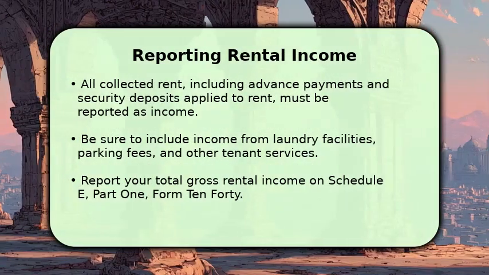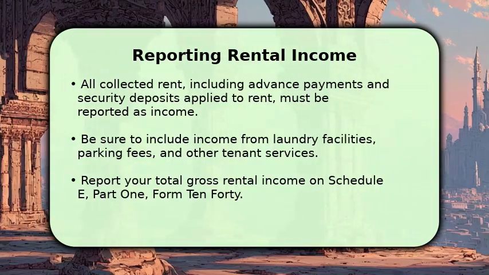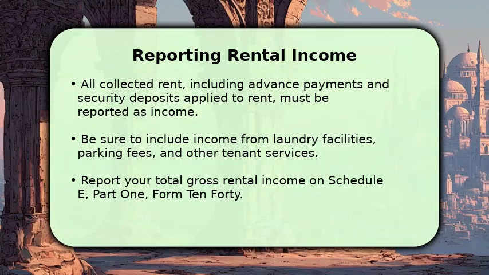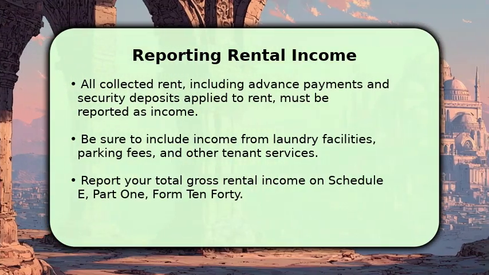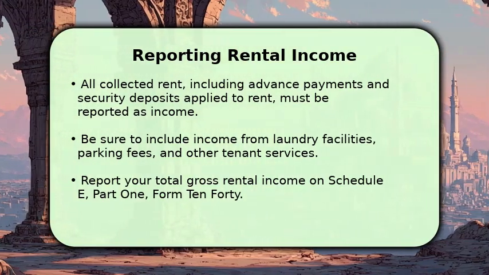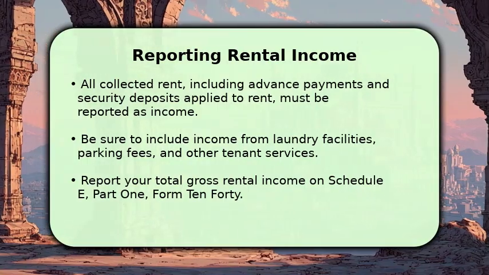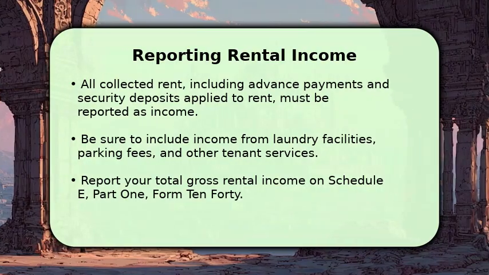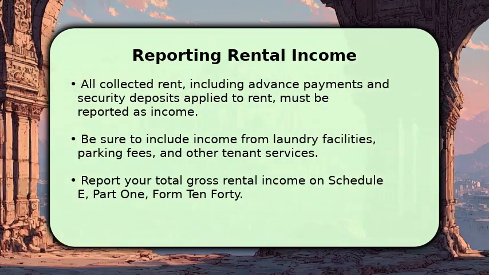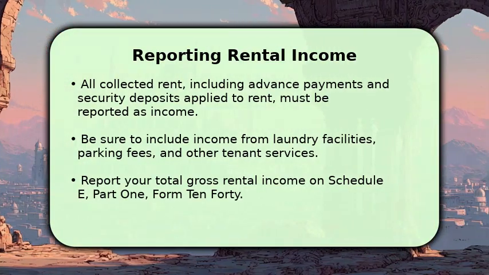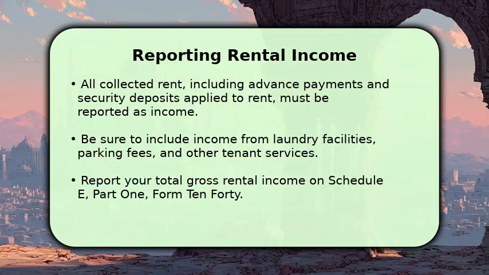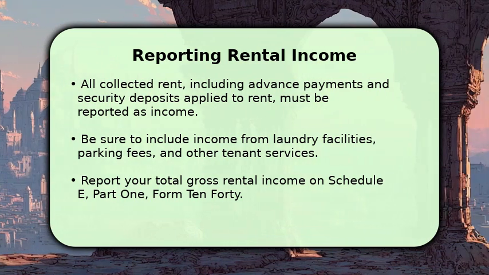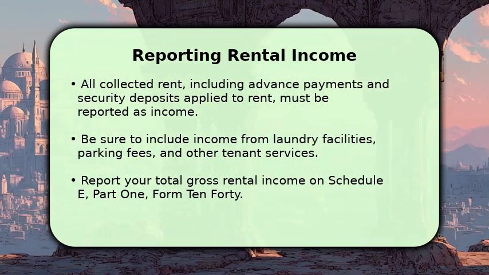When reporting your rental income, it is essential to account for all money received from tenants. This includes the regular monthly rent, any advance payments, and even security deposits that convert into rent. Remember to also include other income sources, such as fees from coin-operated laundry machines or dedicated parking spaces. All of these figures will be consolidated and reported on Schedule E, specifically Part 1, of your main Form 1040. Accurate reporting from the outset prevents issues later.